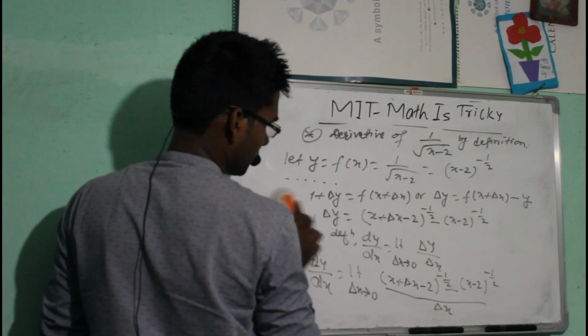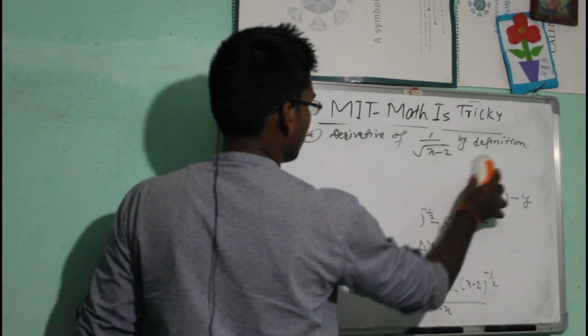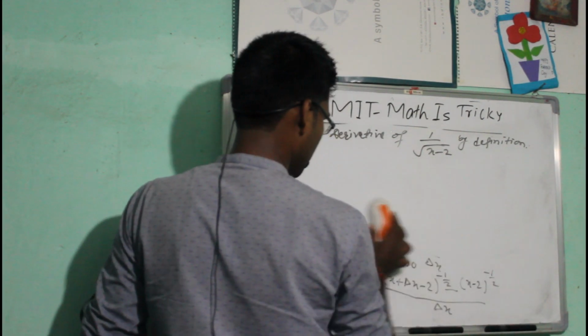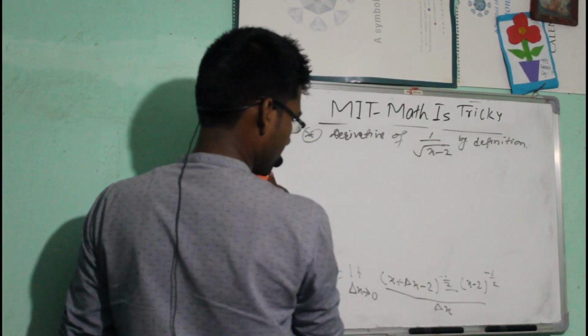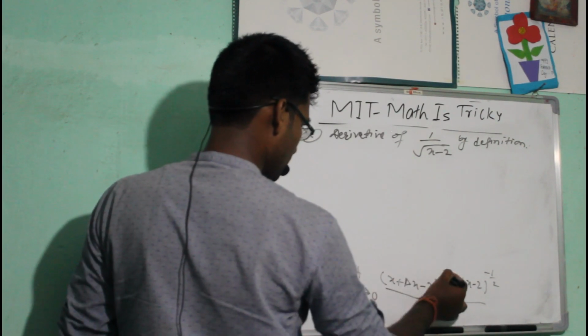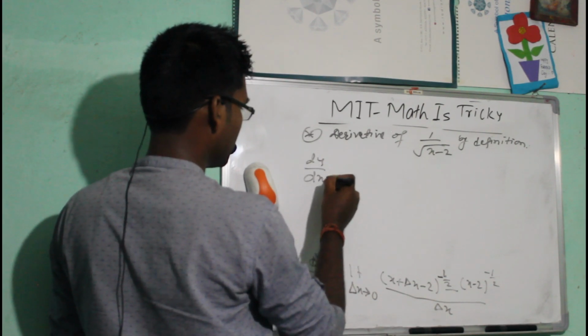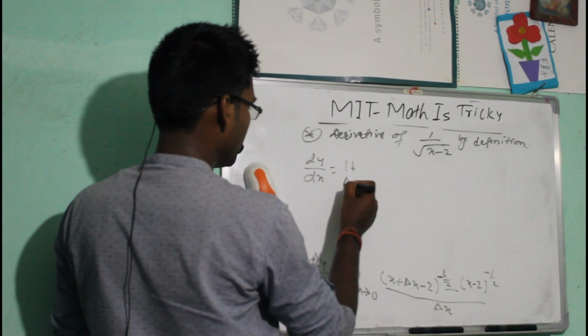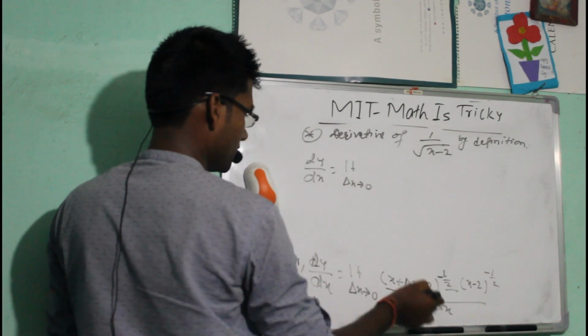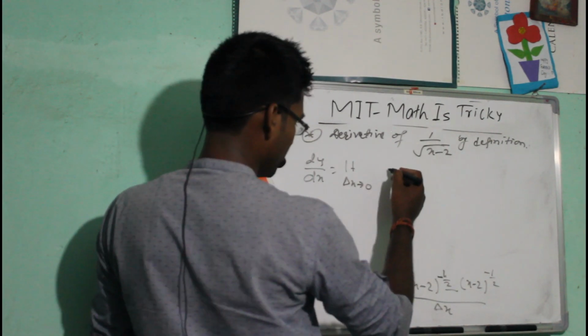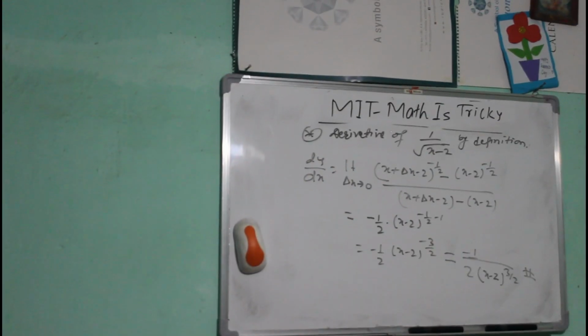If we simplify further, we'll be getting minus 1 by 2 here, so dy by dx equals limit delta x tends to 0. Just change the denominator so that we can use the formula.